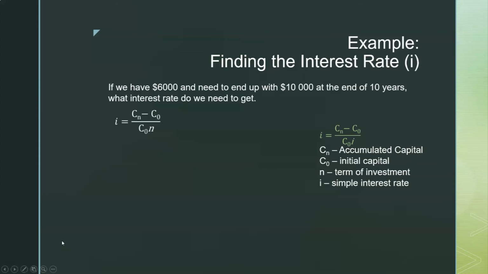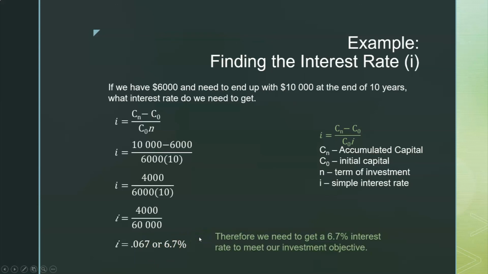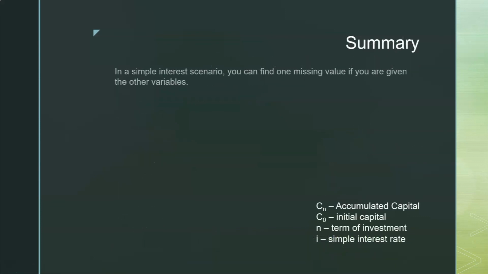We'll start with the initial formula and then substitute in each of the variables. We've got the accumulated capital, the initial capital again, and the term of 10 years. When we do the subtraction, 10,000 minus 6,000 gives us 4,000. Multiply the 6,000 times 10, which gives us 4,000 divided by 60,000. We do the math, and we end up at 6.7%. Therefore, we need to get 6.7% interest rate to meet our investment objectives.